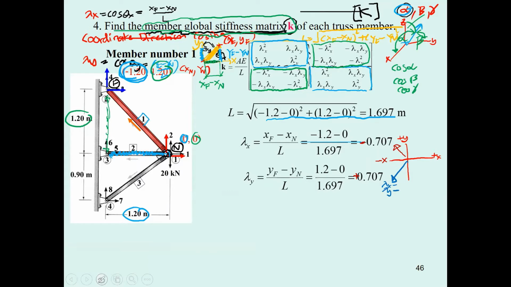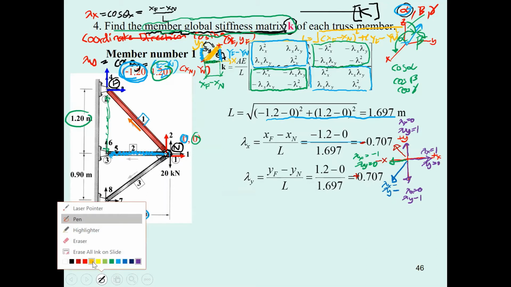Okay, and for this member, lambda sub x is going to be minus 1, lambda sub y is going to be 0. In the opposite direction, lambda sub x is going to be 1, lambda sub y is going to be 0 for the x-axis. However, for the y-axis, lambda sub x is going to be 0, lambda sub y equal to 1. When you do the opposite direction, lambda sub x is 0, lambda sub y going to be minus 1.